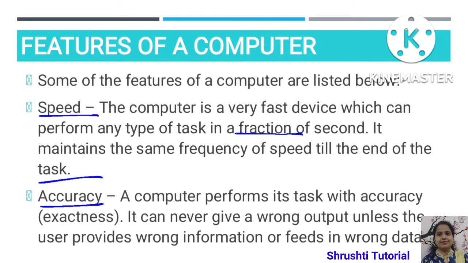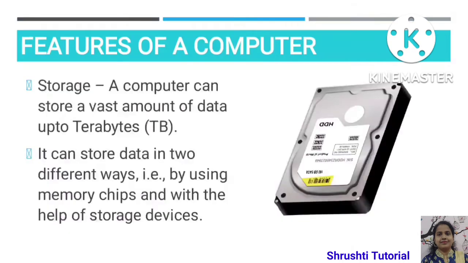Second point is accuracy. What do you mean by accuracy? Accuracy means exactness. The computer performs its tasks with accuracy or exactness. It can never give a wrong output unless the user provides wrong information or feeds in wrong data. As we know, computer works on the instructions given by the user. As per these, the computer is working. If the user gives wrong information, then only we get the wrong output, otherwise it always gives the correct or exact output.